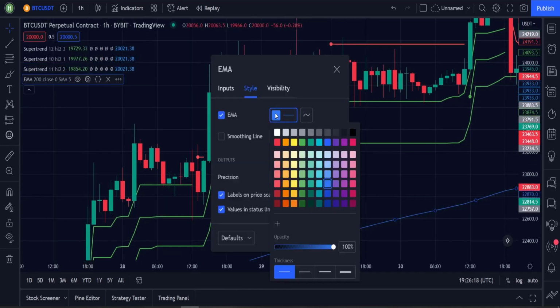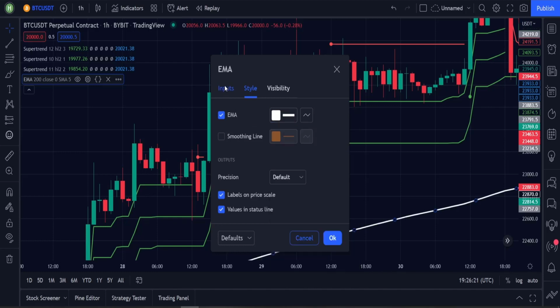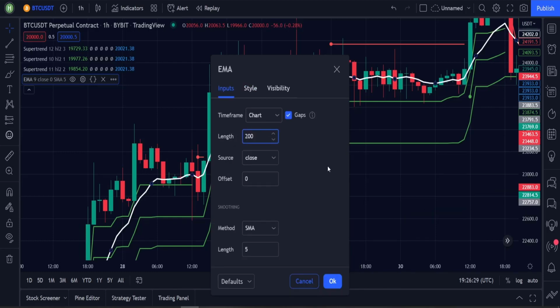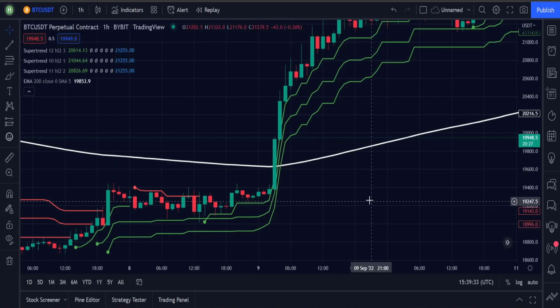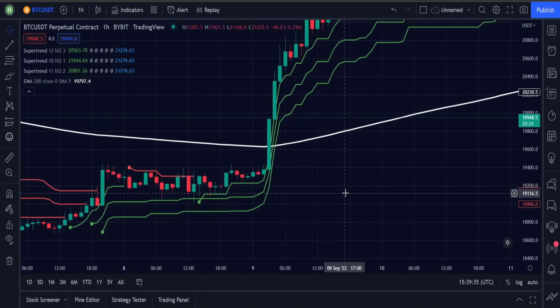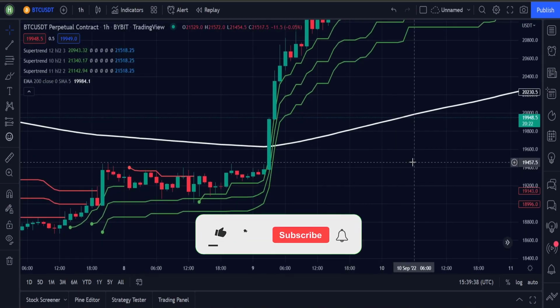Now we're going to go in settings for the EMA. I like to make the exponential moving average a little bit darker or a little bit thicker, just so it's easier to see, and over here, we're going to change length to 200, so this way we know what the trends are looking like. So we're all set here and our charts are set up. Now let's dive deep into this super trend indicator strategy. This is great for beginners or advanced level.